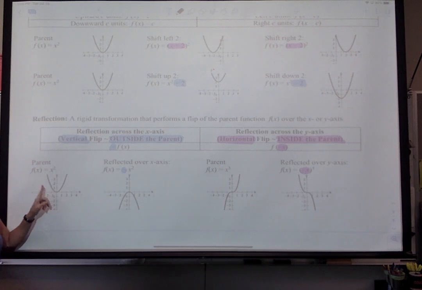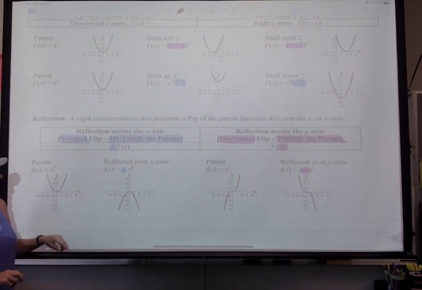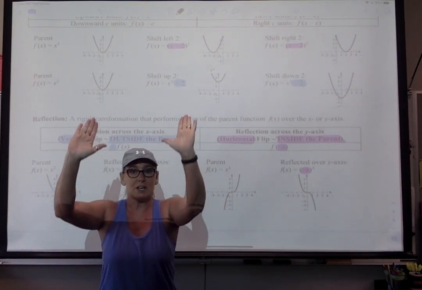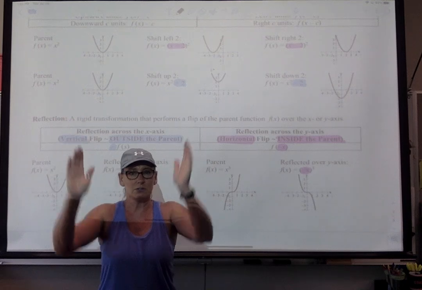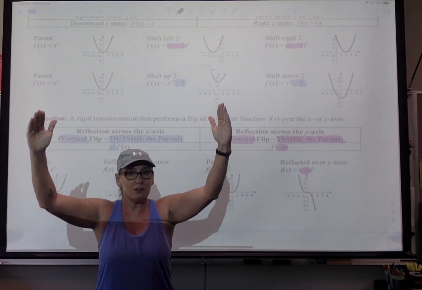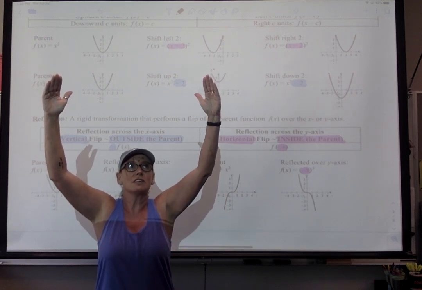Think about your parent parabola. Think about what it looks like. Now, ready? A parent parabola opens upward. See all those y values? Like 0 and then 1 and 2 and 3. Okay, ready? Take all those y values and now all of a sudden make them negative.